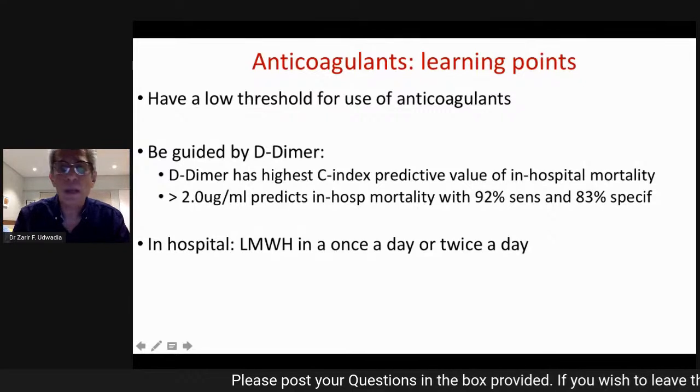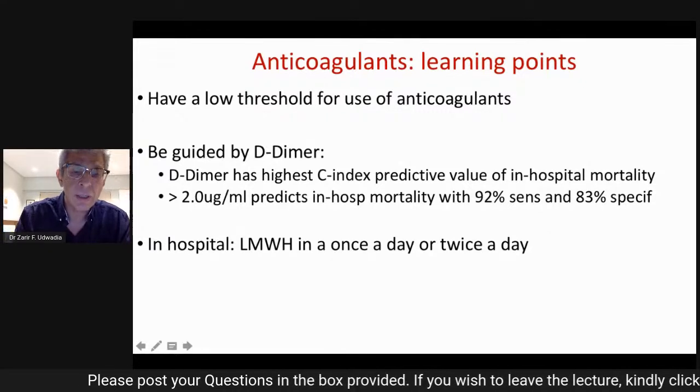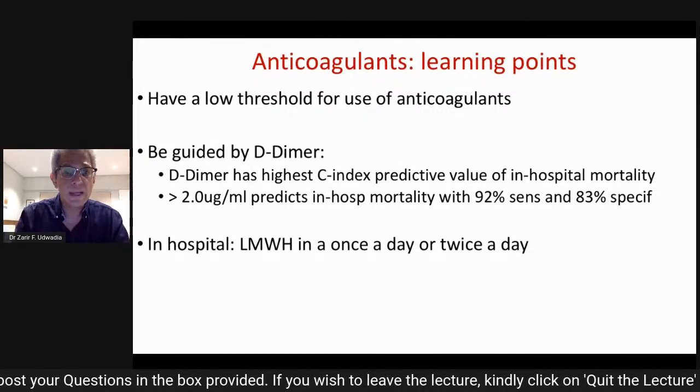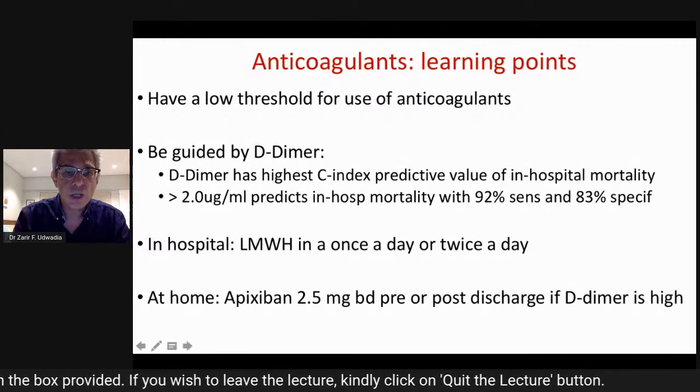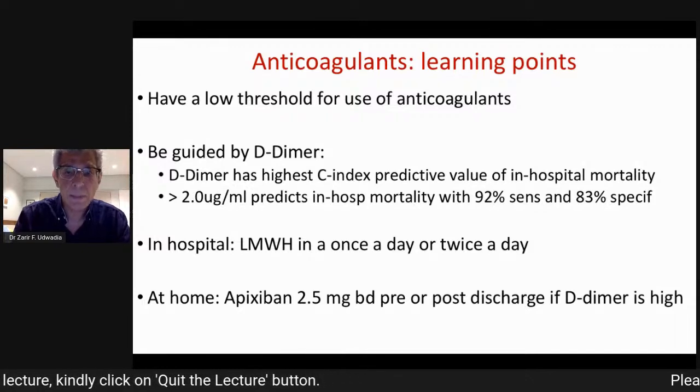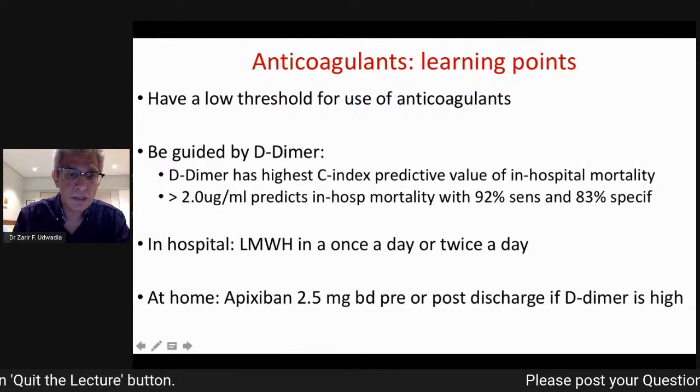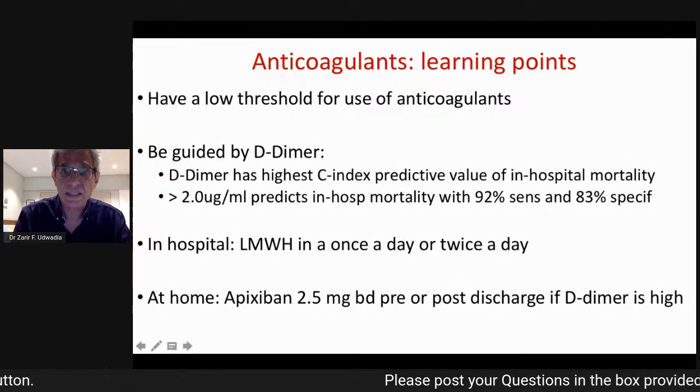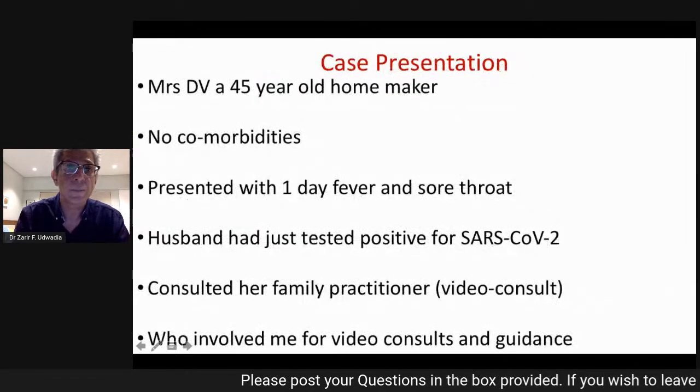In hospital, all my patients are on low molecular weight heparin, mostly once a day, but some twice a day. And at home on discharge, most of them or many of them are discharged onto apixaban, which they take for a variable period of time. But again, lots of data is needed to answer important questions here.